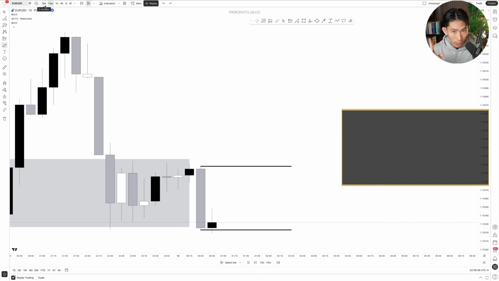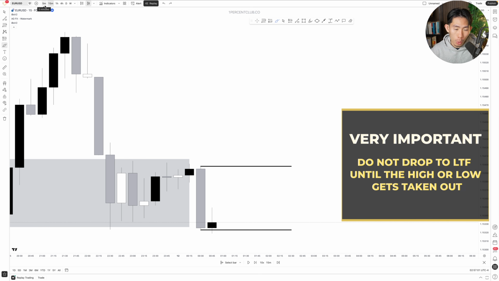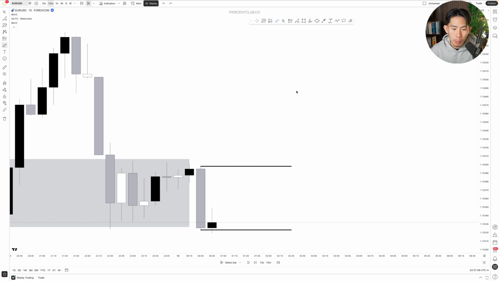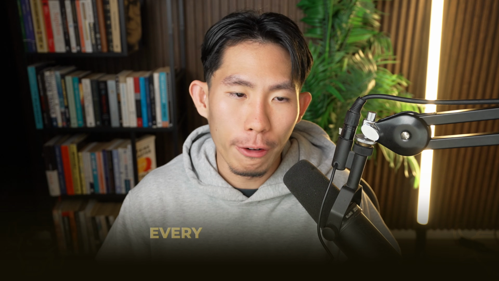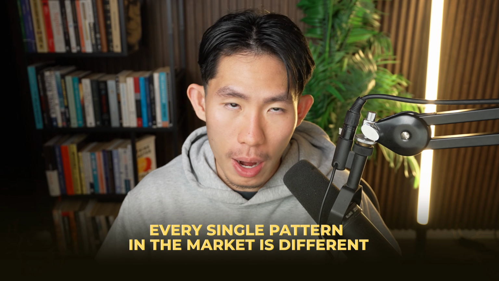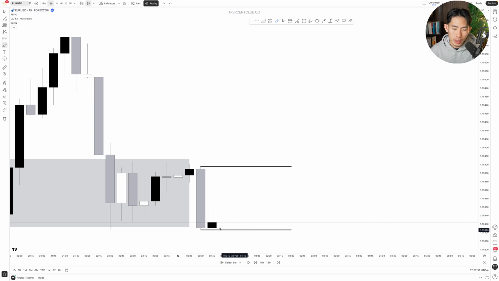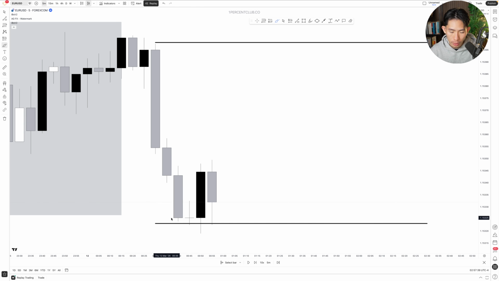Okay, so listen up, very, very important. You do not drop down to the lower time frame until either the high or the low gets taken out. Because sometimes what can potentially happen is that after this candle is formed, there is no liquidity sweep, right? So as a result, price continues consolidating in this area right here before we get an actual liquidity sweep. So you want to be mindful and take into account that every single pattern in the market is different, right? Every single movement in the market is unique, which means that price might not give you this perfect, textbook price action all the time. But anyway, this is where we go down to the lower time frame since price has already swept the low.